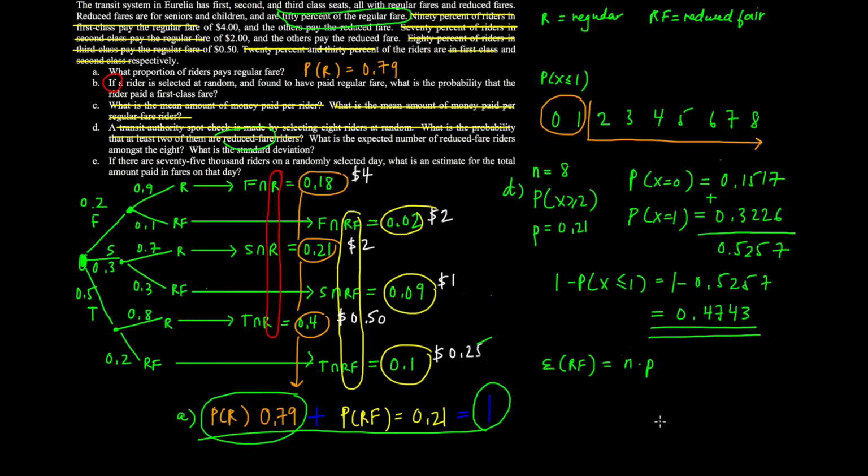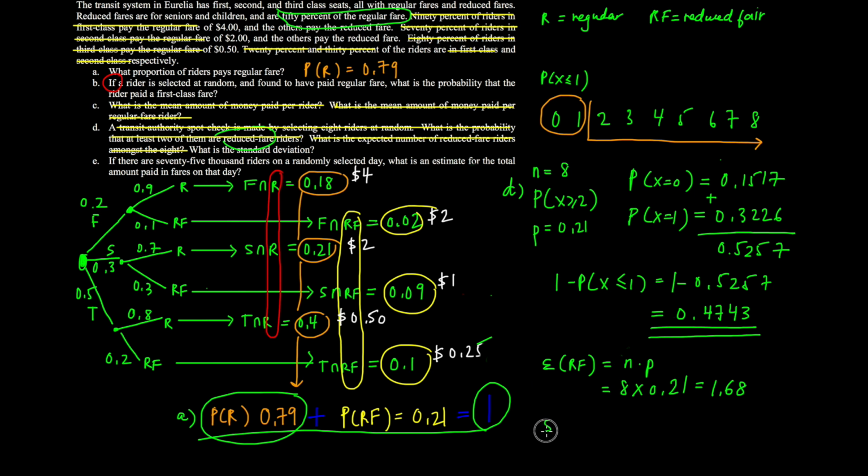And so what is the expected number of reduced fare riders amongst the 8? That's going to be 8 times the probability of being reduced fare, which is 0.21. That's equal to 1.68. Okay, so my p that they want is being reduced fare, which is 0.21. Okay, we know from right here also. So that was that. So now we solve for this portion right here. We're done with this. And what is the standard deviation?